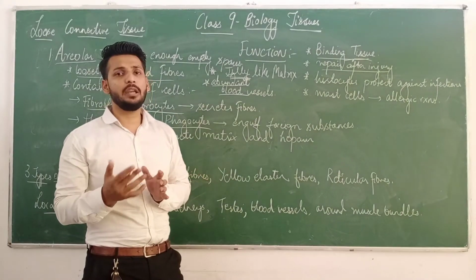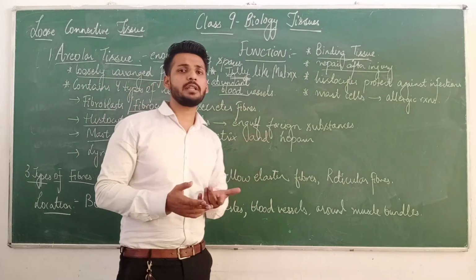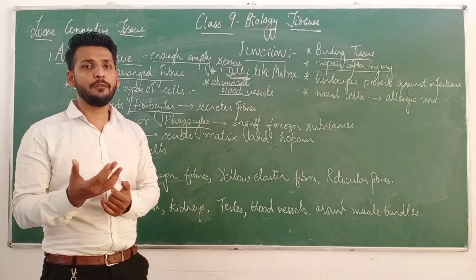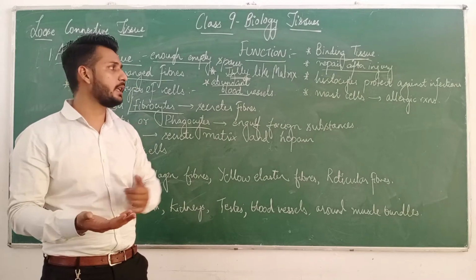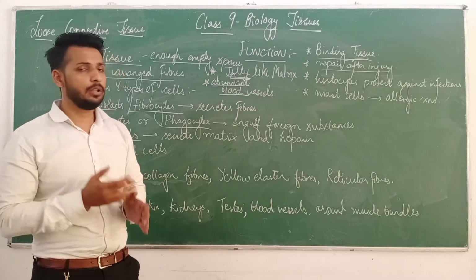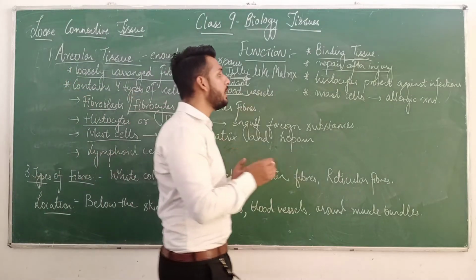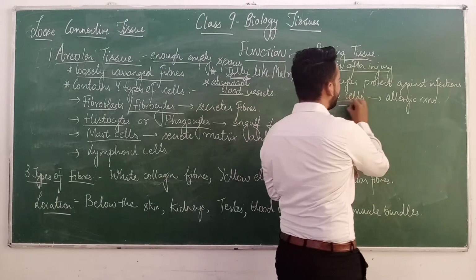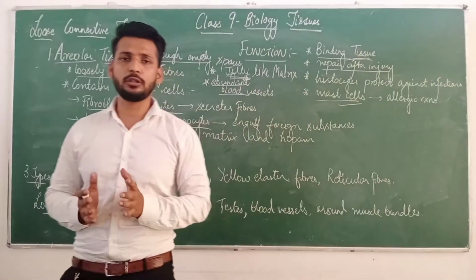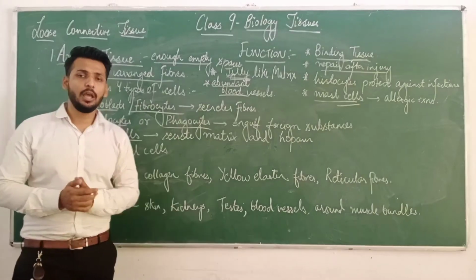Protection against infection. Phagocytes or histiocytes, I told you, engulf the foreign antigen or foreign substance, and protect against any kind of infection. Next, mast cells. These cells are associated with allergic reactions.